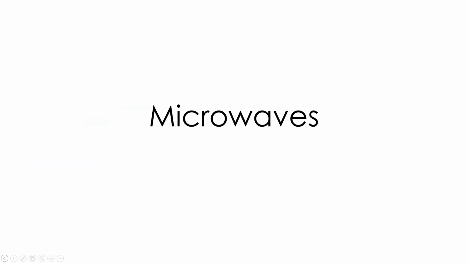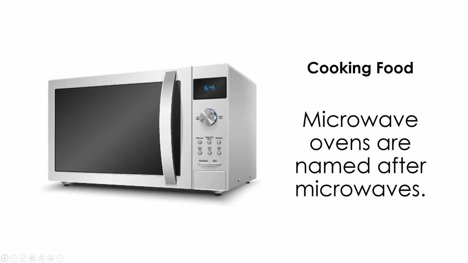Next we have microwaves. The first and most obvious use is for cooking food. Microwave ovens were named after microwaves. In fact, it was discovered by somebody who was working on a microwave dish. They happened to notice that some of their food started to melt. That same day, they then filed for a patent on an oven that would use microwaves to cook food, and named it the microwave.